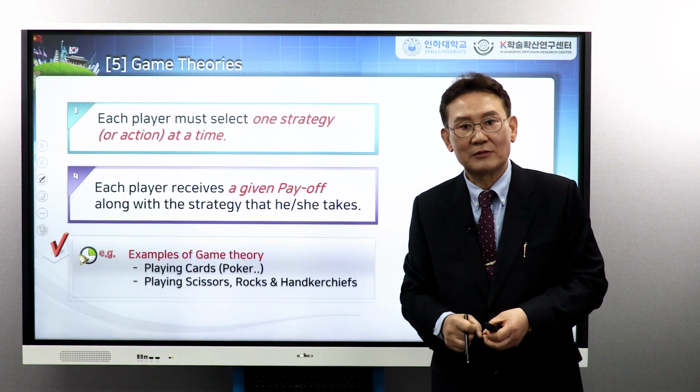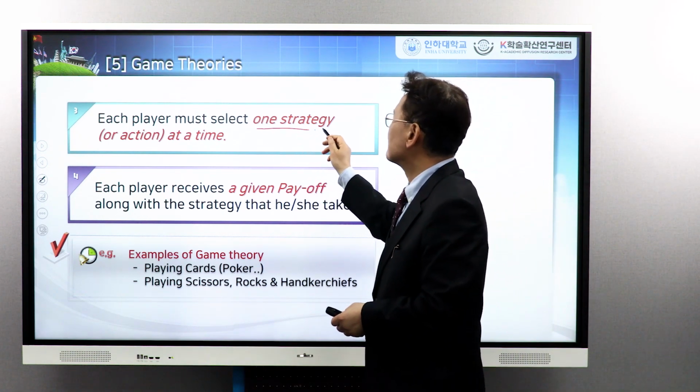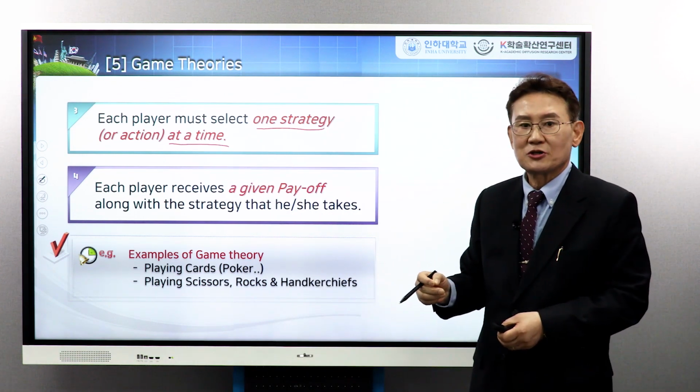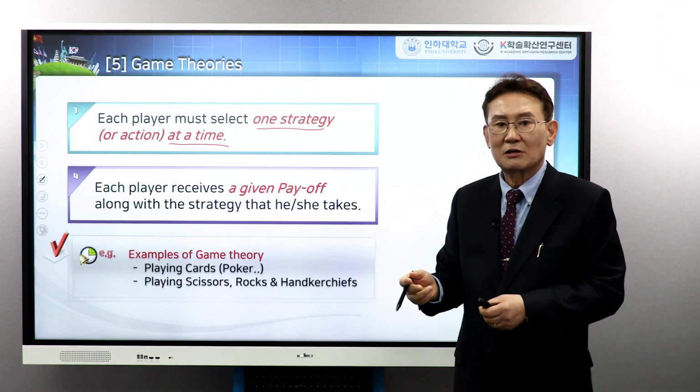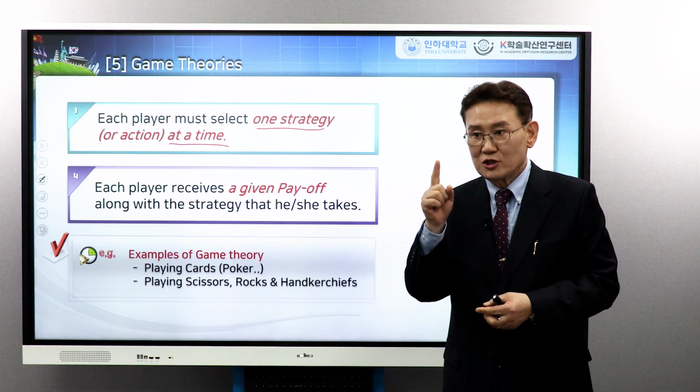And the third rule of the game is that each player must select one strategy at a time. One strategy at a time. So when you play poker, you take one strategy. Keep all these cards or drop one and get another one from the dealer. Or you play scissors, rock, paper. You should choose either one. Scissors or rock or paper. One strategy at a time.